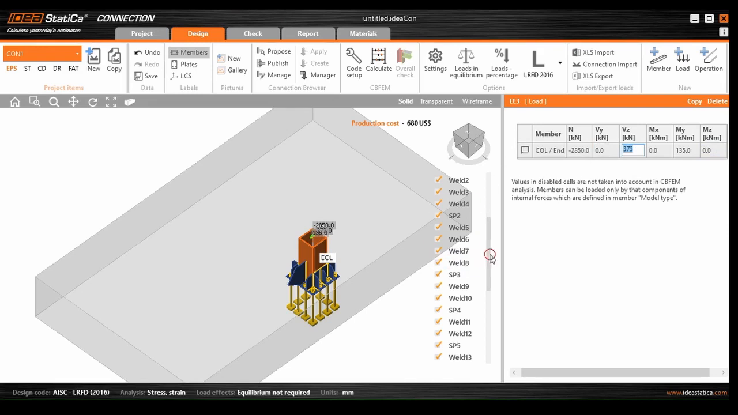So, and then create a copy of LE3, and this time we change the axial force to positive 1626 kilonewton. That's it. Good. This part is also done. The model is finally completed, and we can analyze the connection.